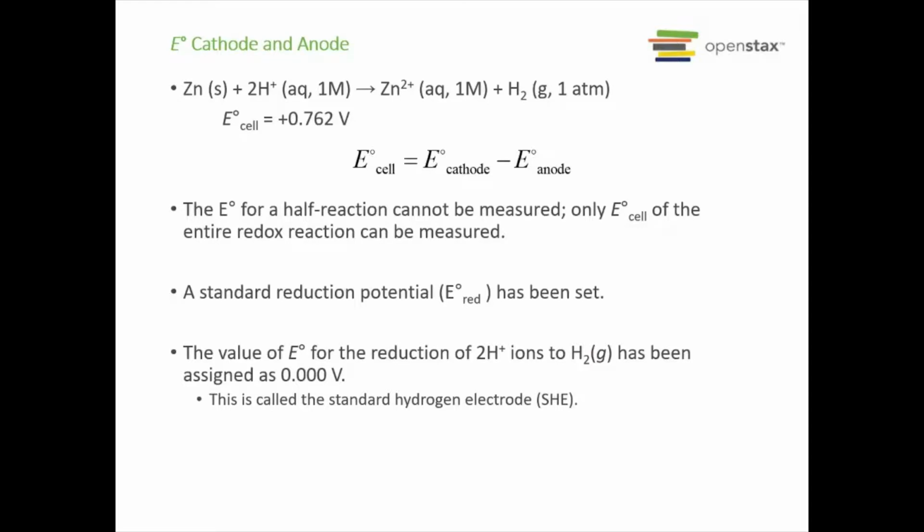Okay, so let's talk a little bit more about measuring these standard potentials. We can't measure the potential for just a half reaction. We can only measure the potential for a cell because it's the whole redox reaction being measured. I can't take my voltmeter and just stick it in half of the cell and get a potential. It measures it for the whole reaction. So there has to be some standard reduction potential that is set.